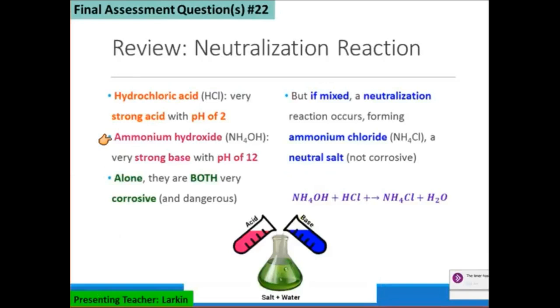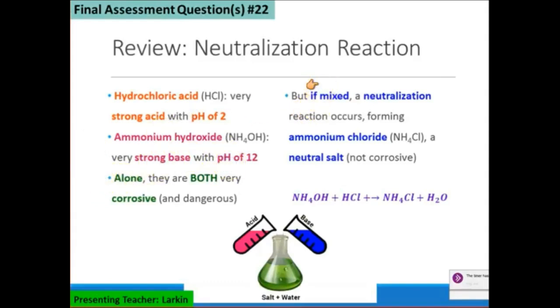Okay, so remember that we talked about acids and bases. If we have a really strong acid like hydrochloric acid, which has a pH of 2, or a very strong base like ammonium hydroxide, which has a pH of 12, alone, both of these are very corrosive because remember, when we have extremes on the pH scale, they're going to be dangerous.